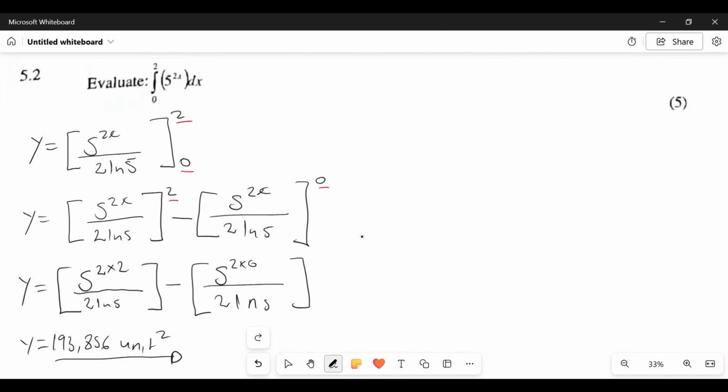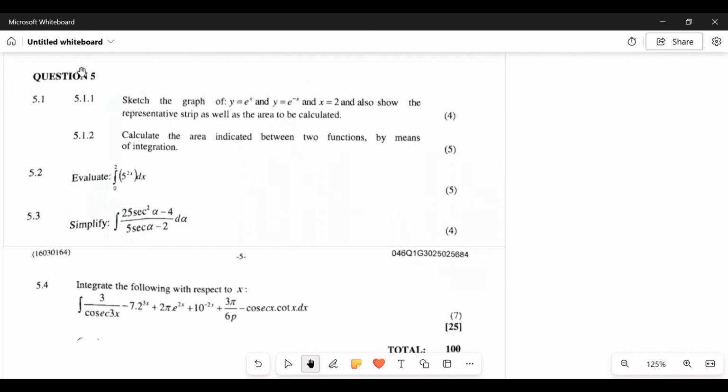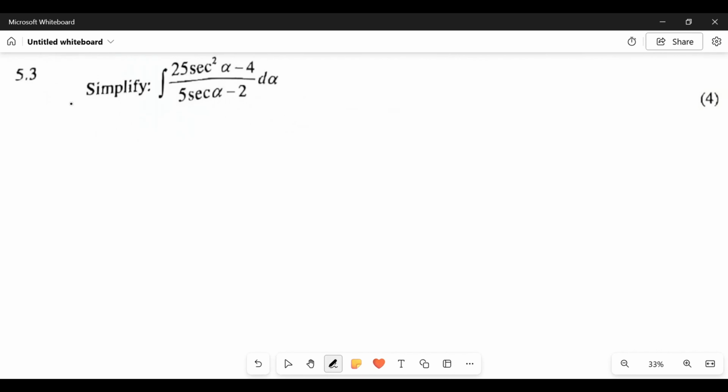We are done with 5.2, guys. Let's do 5.3. All right, guys, we are done with 5.2, and let's look at 5.3. So here's our 5.3 here, guys. We're going to copy 5.3, and we're also going to paste it where there is space, and then we do it. All right, guys, here is our question 5.3.